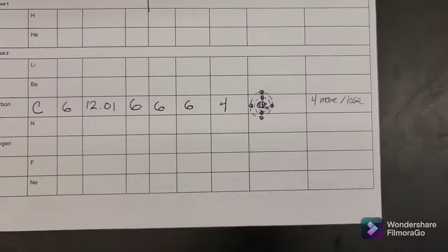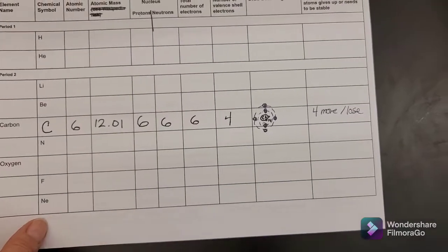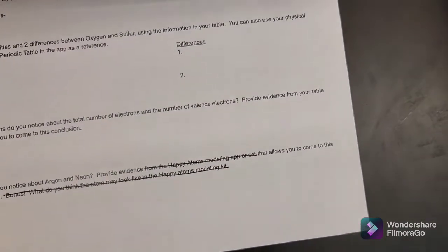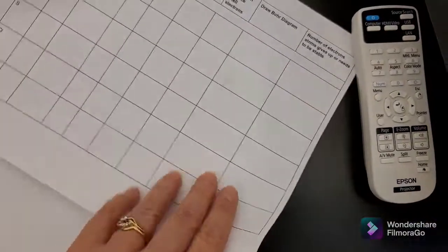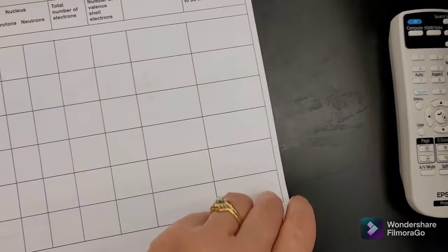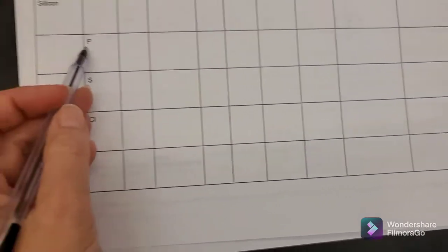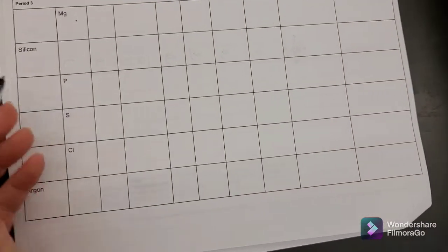Okay, so let's do another one where you actually have to pick a choice if it's going to lose or gain. So let's do another example. Let's do phosphorus. Okay, so P, I already told you the name, so it's phosphorus.